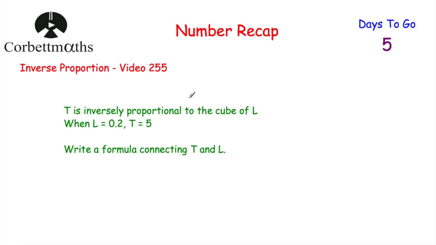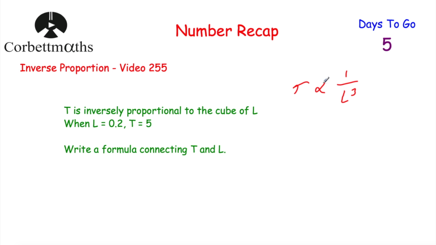Okay, next, inverse proportion. So we've looked at direct proportion, but that's where as one value increases, the other one increases. Inverse proportion means as one goes up, the other one goes down. So we've got T is inversely proportional to the cube of L. So let's write that down, T. And in terms of inversely proportional, because it's proportion, we write down the proportion symbol. Inversely, we do 1 over, and this is the cube of L, so L cubed.